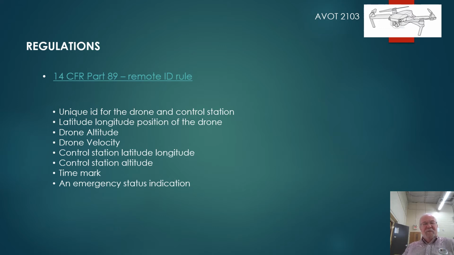So what this does is set up a system where there's going to be a unique ID for the drone and for the control station both. And that unique ID will be linked with the latitude, longitude, position of the drone, drone altitude, drone velocity, but also control station latitude and longitude, control station altitude, a time mark, and an emergency status indication. So if there's an emergency, it gets transmitted as well.